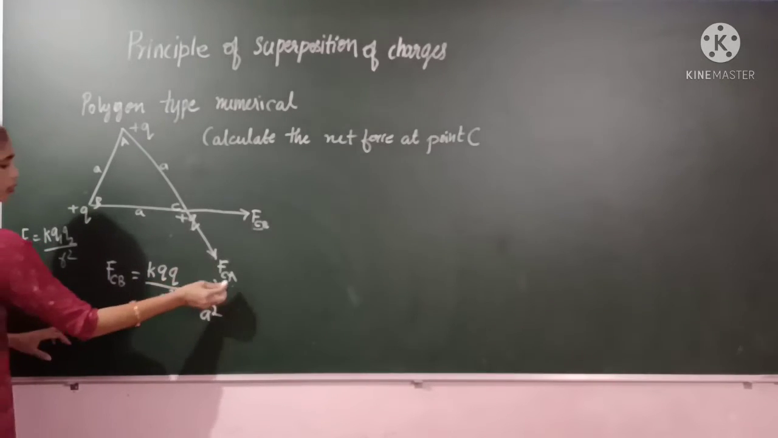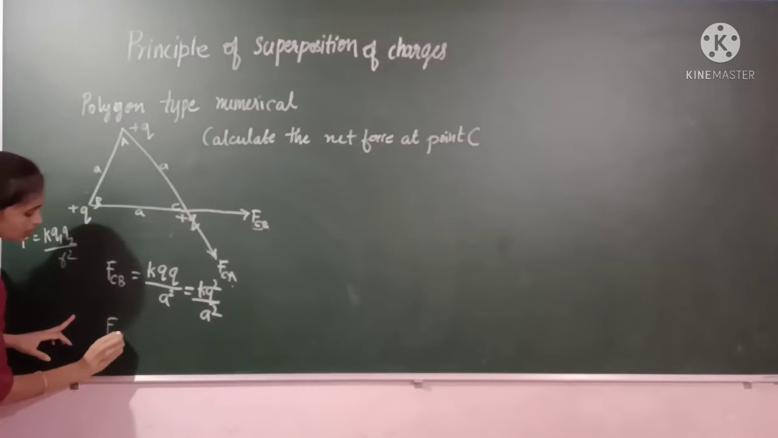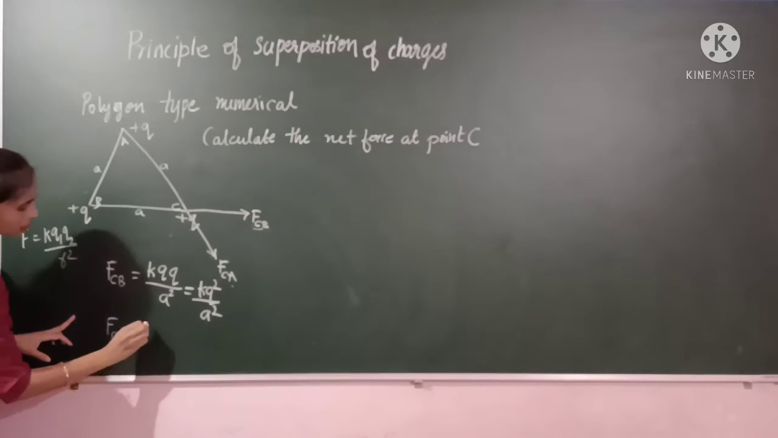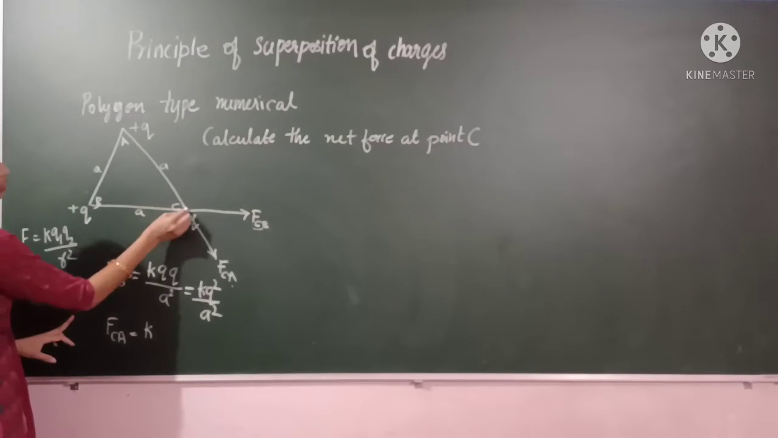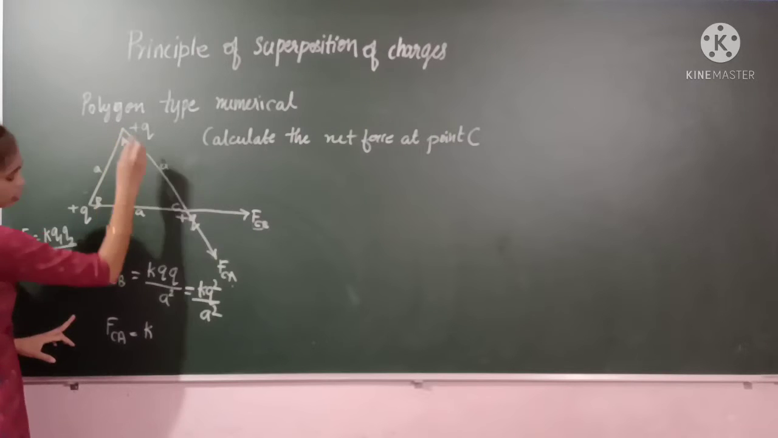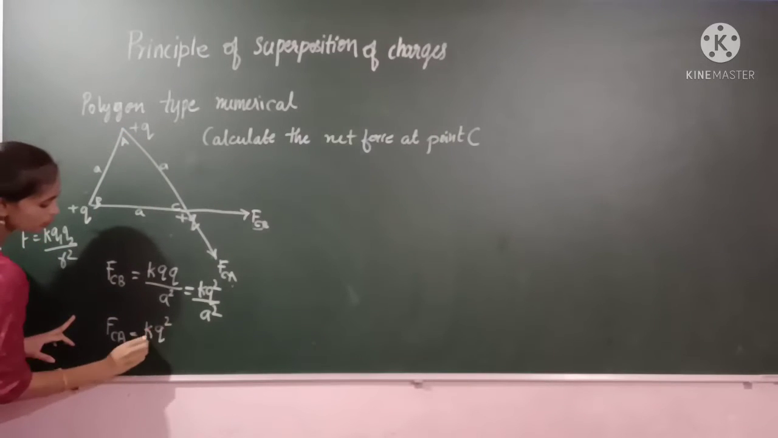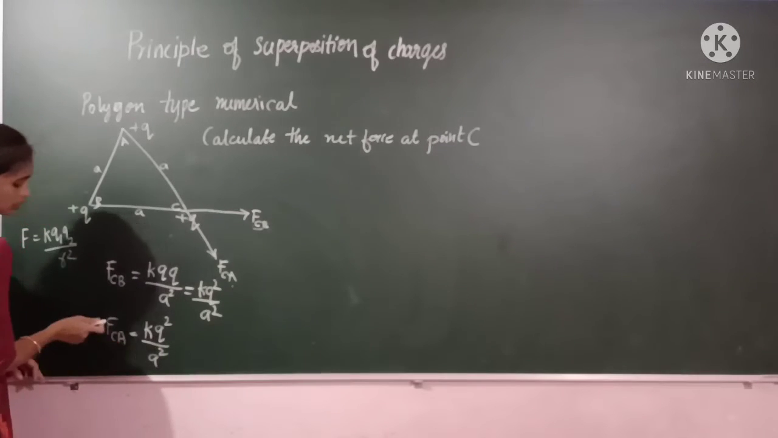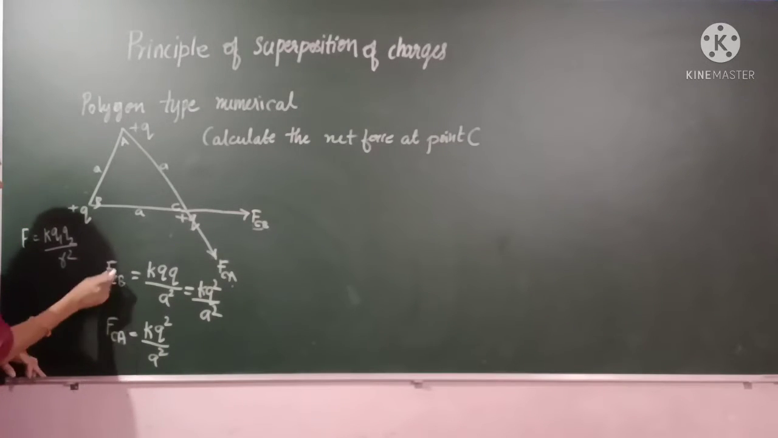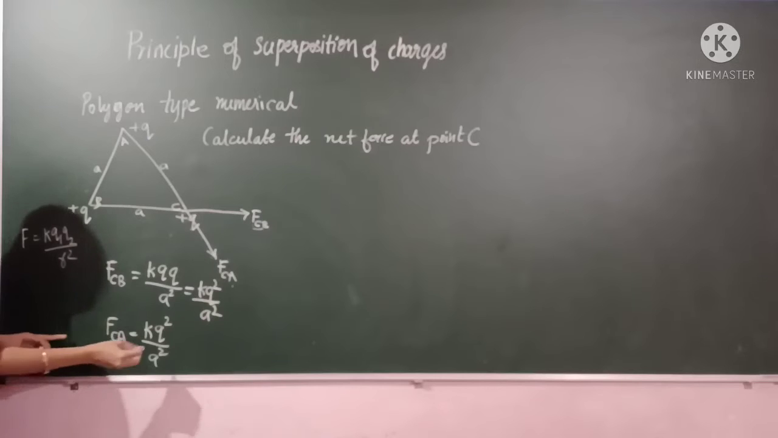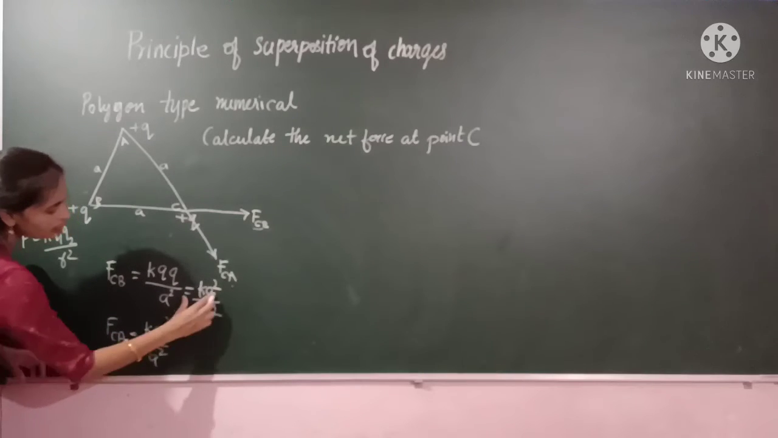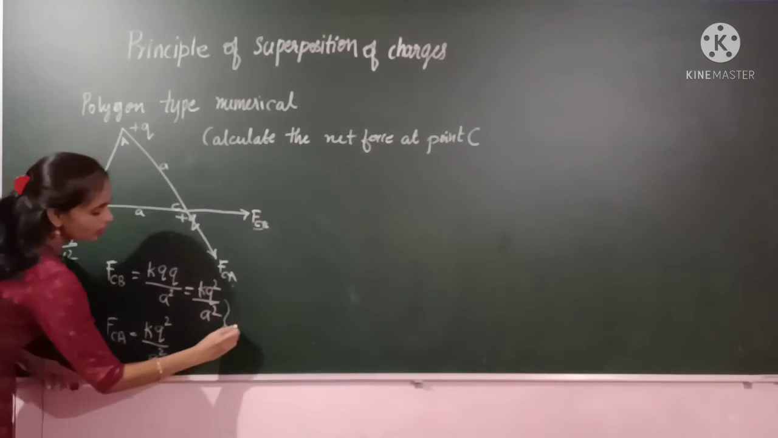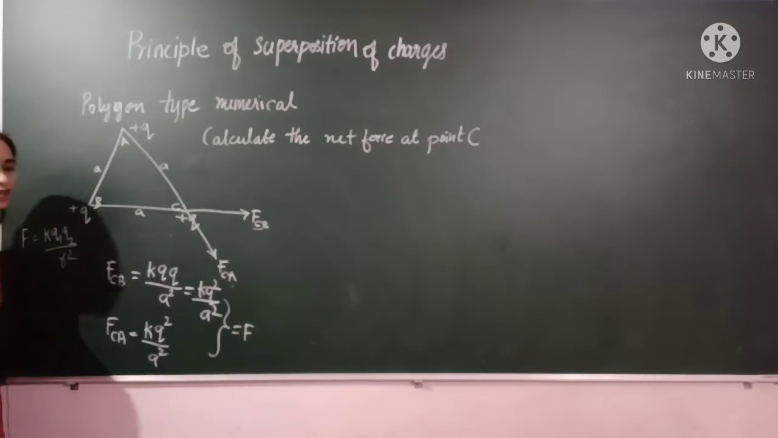Now we will calculate for this one. Force on C because of A equals K, here this charge is Q and this charge is Q, so Q square, and the distance is A, so A square. This is the force on C because of A. Now we have calculated these two forces. You see these two are the same, so we will call both forces F.